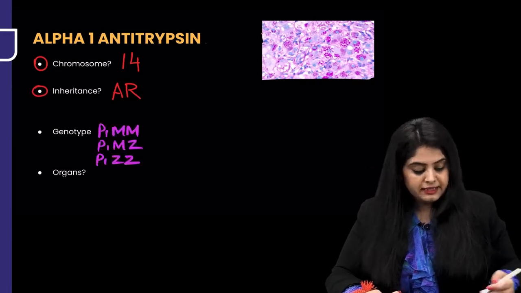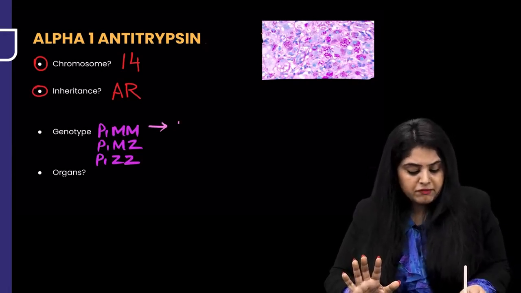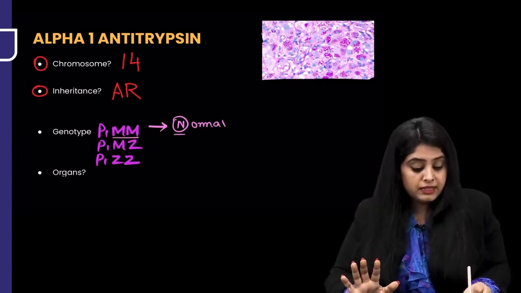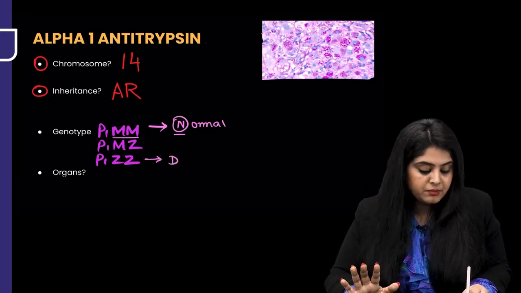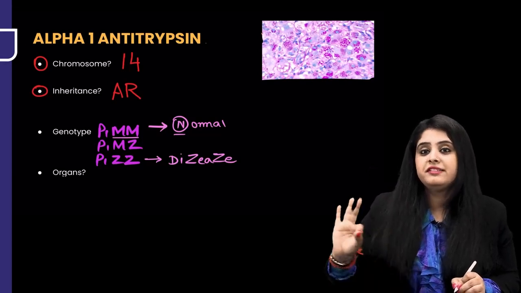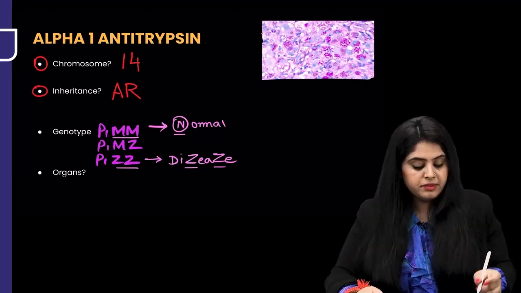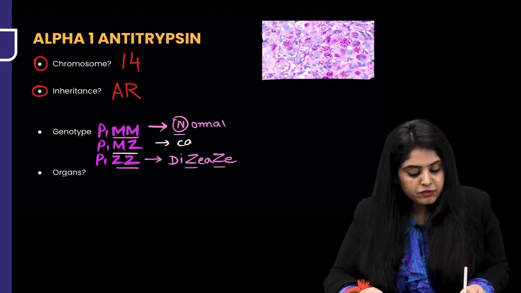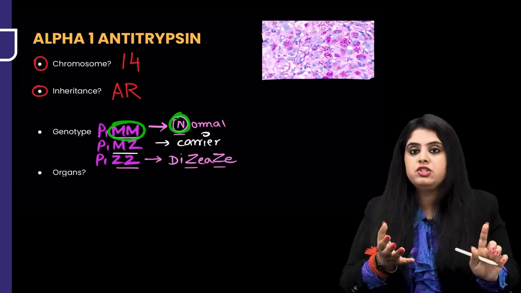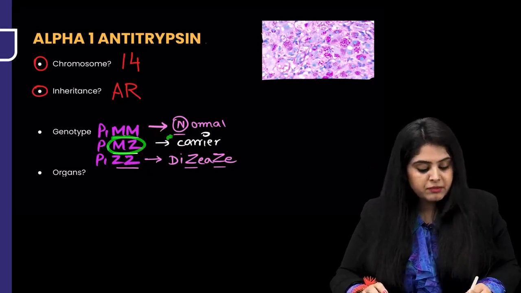The genotype says that if I have a person whose genetics is PIMM, MM means normal. If someone's genetics is PIMM, M and N look the same, so that person is normal. If someone is PIZZ, that person has the disease. Why have I written disease with this spelling? Because disease has ZZ in it, so disease is going to be PIZZ. M is going to be normal, ZZ is going to be disease, and MZ is going to be carrier. So if both are present, this means the person is a carrier. Simple. If someone has PIMM, that person is normal genetics. PIZZ means that person has the disease, alpha-1 antitrypsin deficiency, and MZ means the person is a carrier.